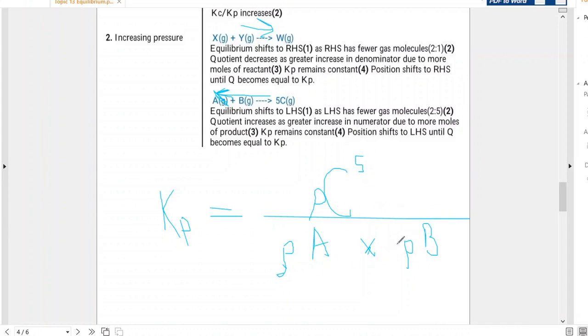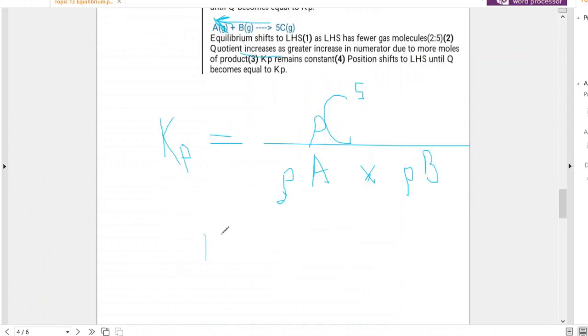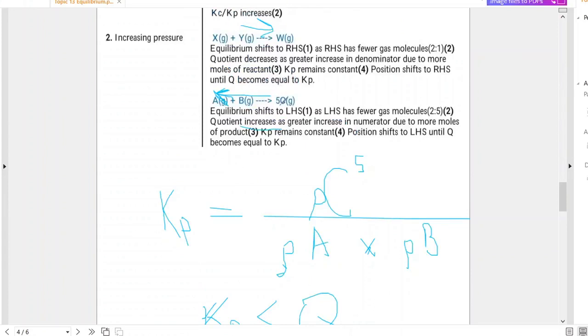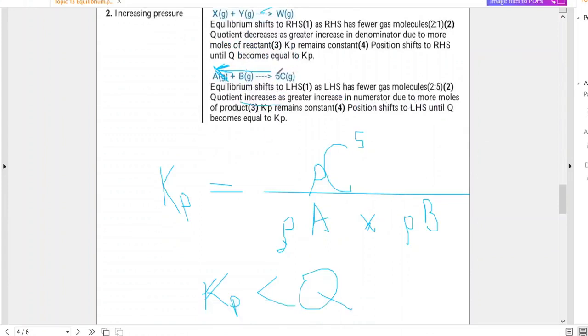They also increase, but their increase is much less. The numerator increases much more. Therefore, the quotient increases. But Kp as always remains constant. Kp remains constant, quotient becomes larger. Therefore, position of equilibrium must shift to the left hand side. Supporting this marking point, we are saying again, position of equilibrium shifts to the left hand side so that this decreases and this increases. So quotient again becomes equal to Kp and re-establishes equilibrium.